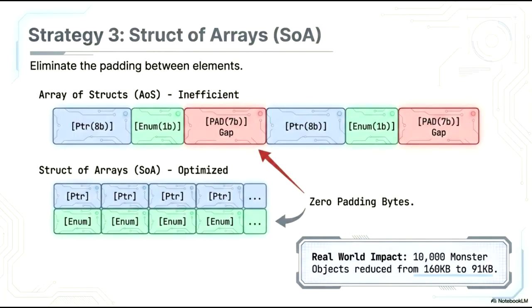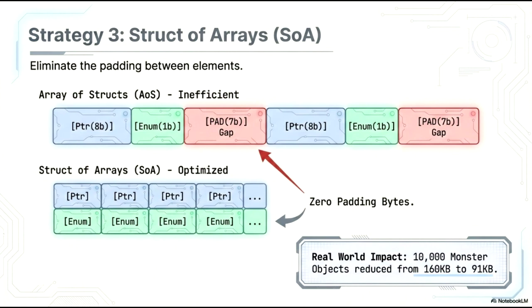Strategy 3 focuses on implementing a struct of arrays, or SOA, approach to eliminate internal padding between elements. In a traditional array of structs, which is often inefficient, each object might contain an 8-byte pointer followed by a 1-byte enum. Due to memory alignment requirements, a 7-byte padding gap is inserted after the enum so that the next object's pointer begins on an 8-byte boundary. This results in nearly half of the allocated memory being wasted as empty space.